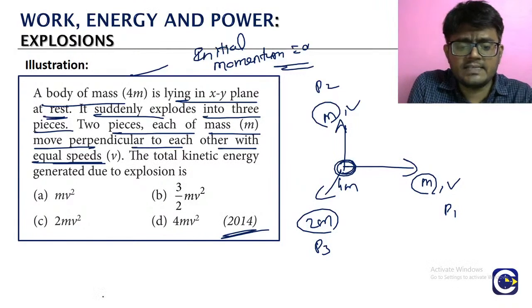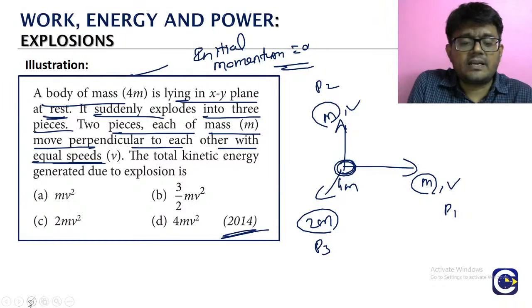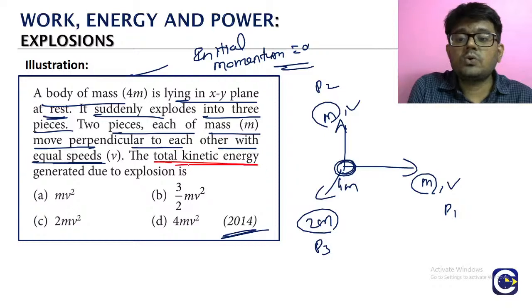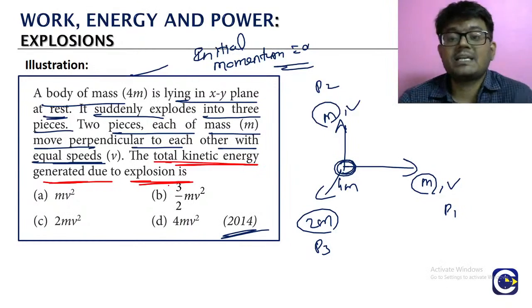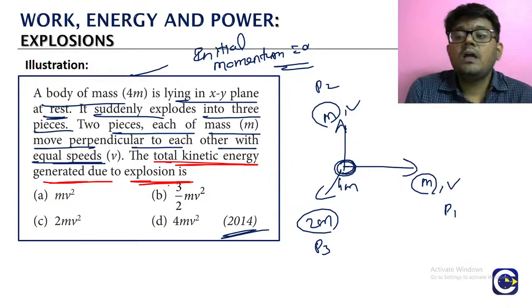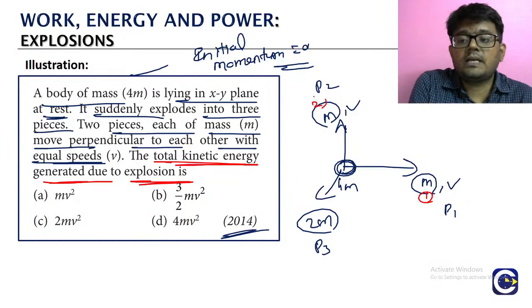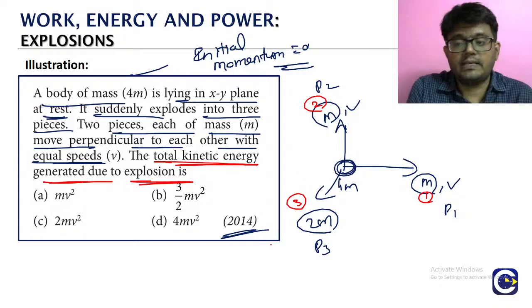But இங்க என்னன்னா they are asking something different. இங்க பாருங்க, the total kinetic energy generated due to explosion. They are asking what is the total kinetic energy generated due to explosion. The explosion நால what is the kinetic energy generated? இங்க பாருங்க, kinetic energy generated means particle 1 ஓட kinetic energy, அந்த மாதிரி particle 2 ஓட kinetic energy, particle 3 ஓட kinetic energy.